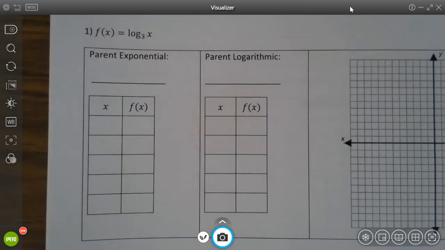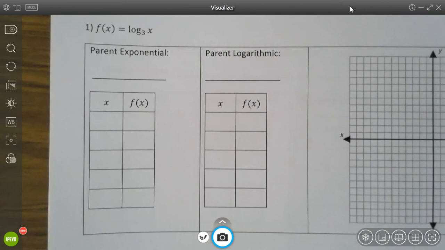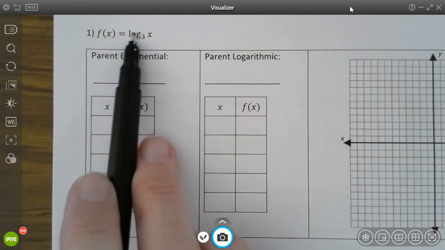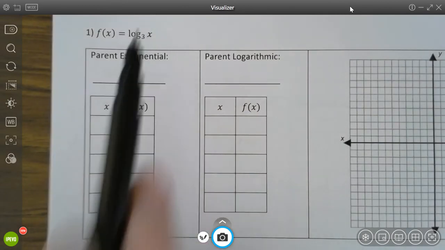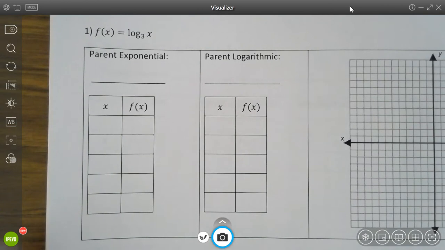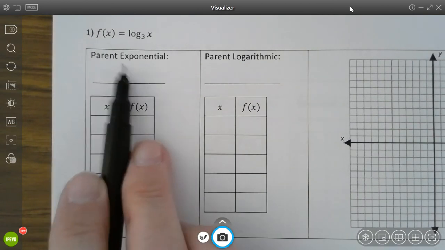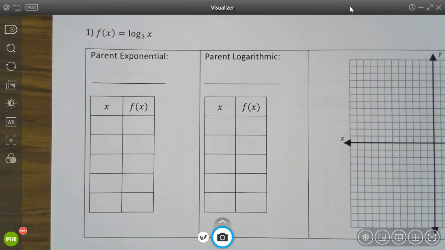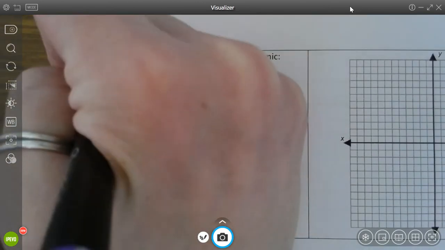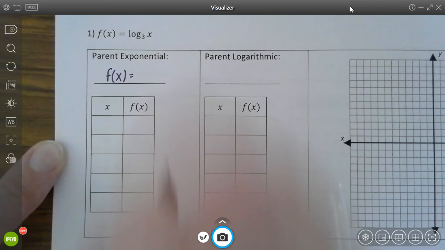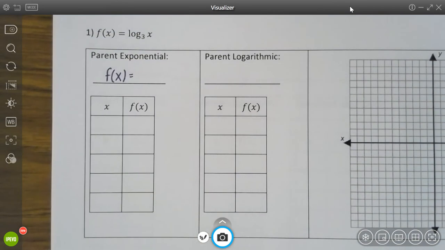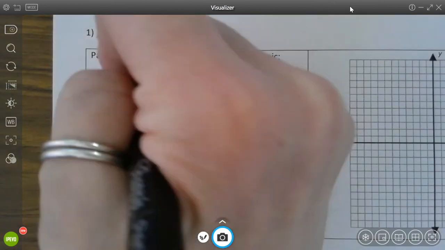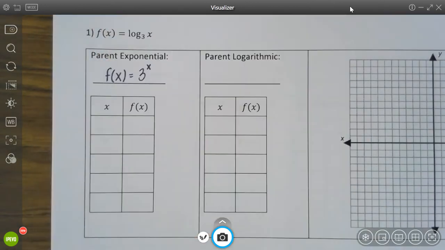So let's start off with this log base 3 of x. This is a pretty simple logarithmic function that we want to graph. But first we want to start out with the exponential function table of values. What would be the base on our exponential function here? What would be the parent exponential that we would want to make a table of values for? Yep. 3 with the exponent of x.